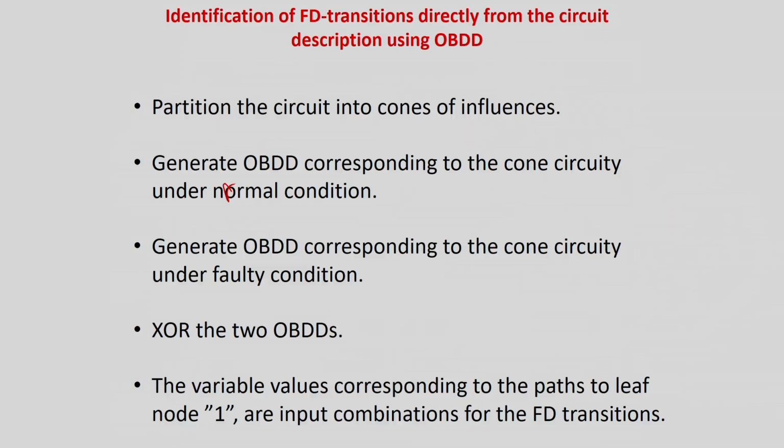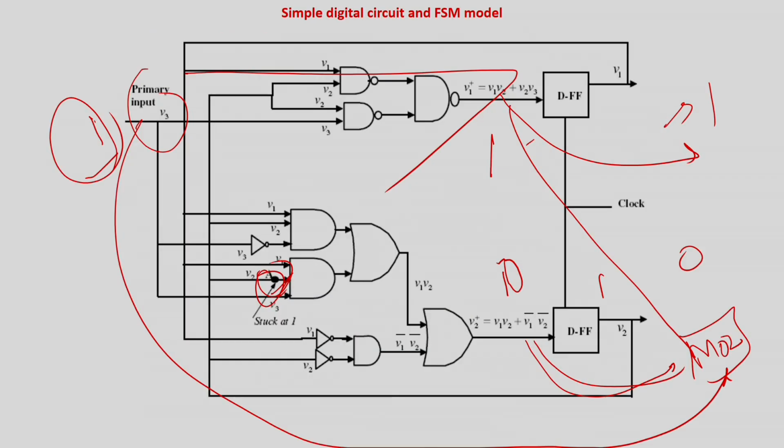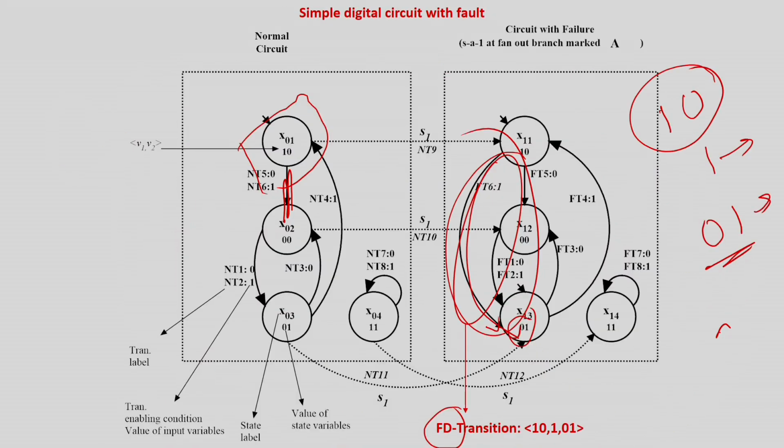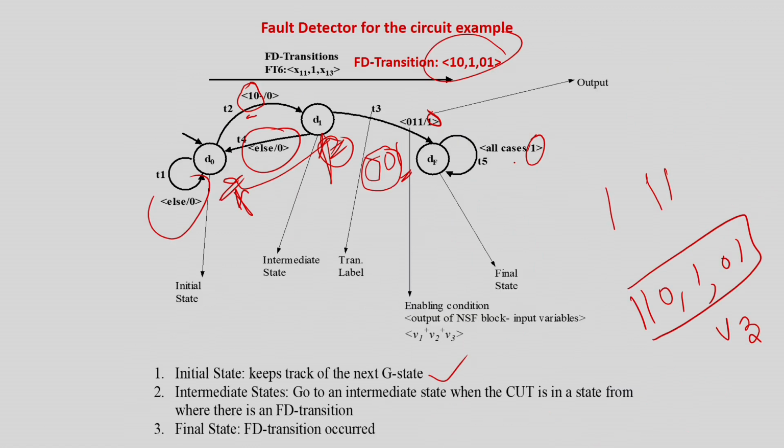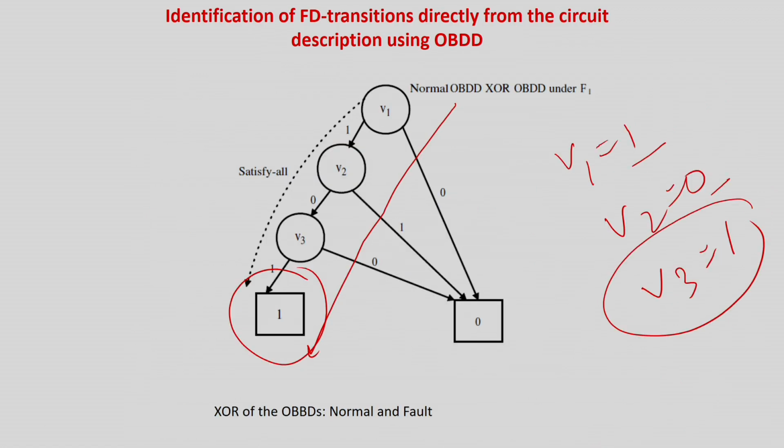Sorry, let me go to the FD transition. Here also you can find the FD transition values. This one is V1 equal to 1, V2 equal to 0 and V3 equal to 1. So that is the FD transition. That is, from this present state, if the input 1 is applied, the error can be detected. The same thing I can also find by this one: V1 equal to 1, V2 equal to 0 and V3 equal to 1. This corresponds to the present state and this corresponds to the input.